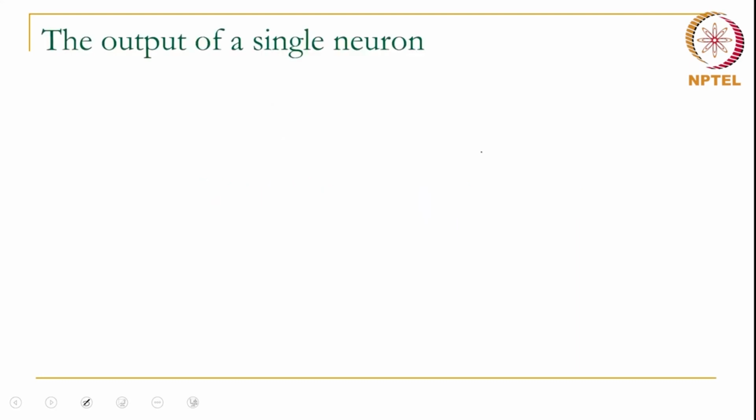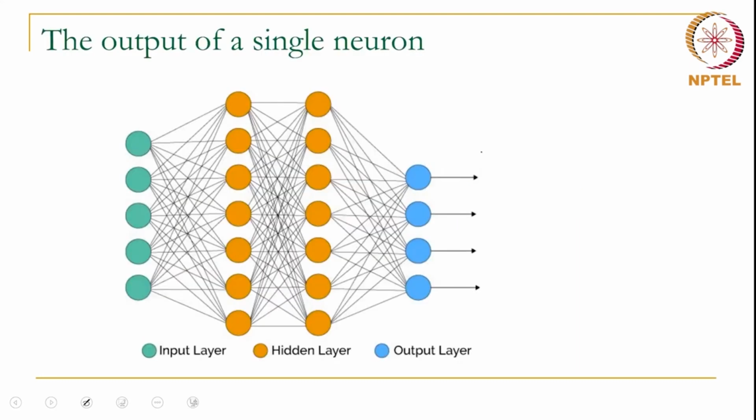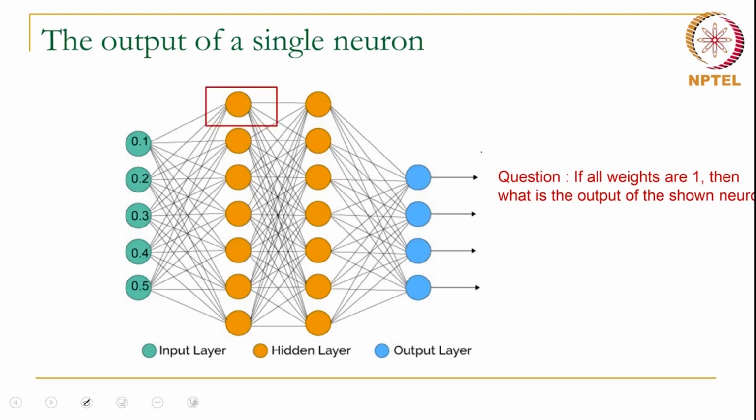So let's take a simple problem. I'm going to ask you to find out the output of a single neuron. Let us say this is the neuron and the inputs are 0.1, 0.2, 0.3, 0.4, 0.5. If all the weights, assume every single unknown weight here is 1, then what is the output of the shown neuron? So please go to, I'll type this here.